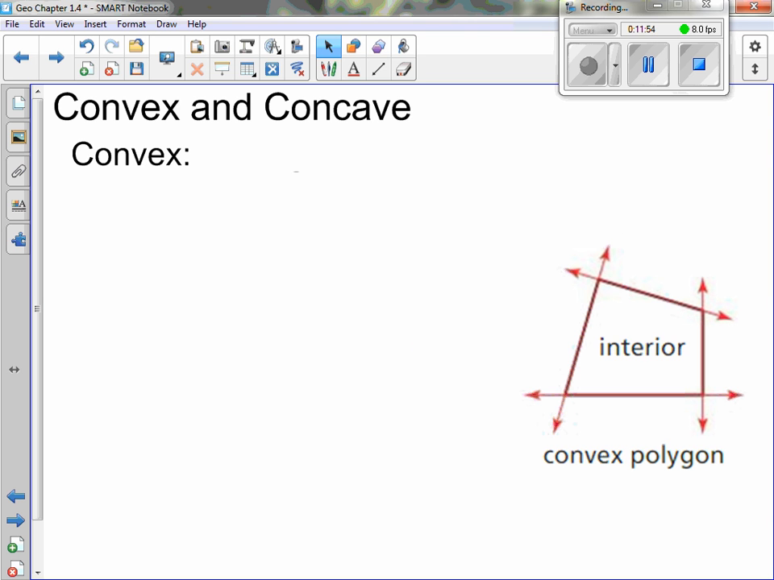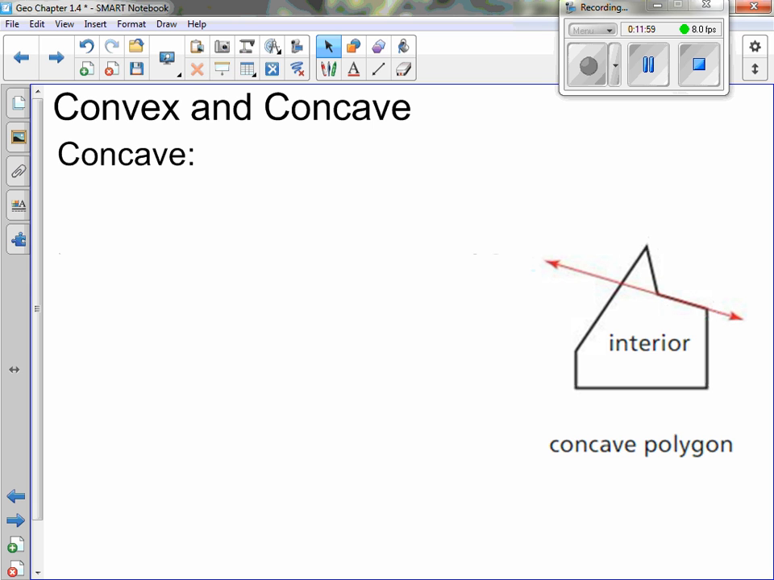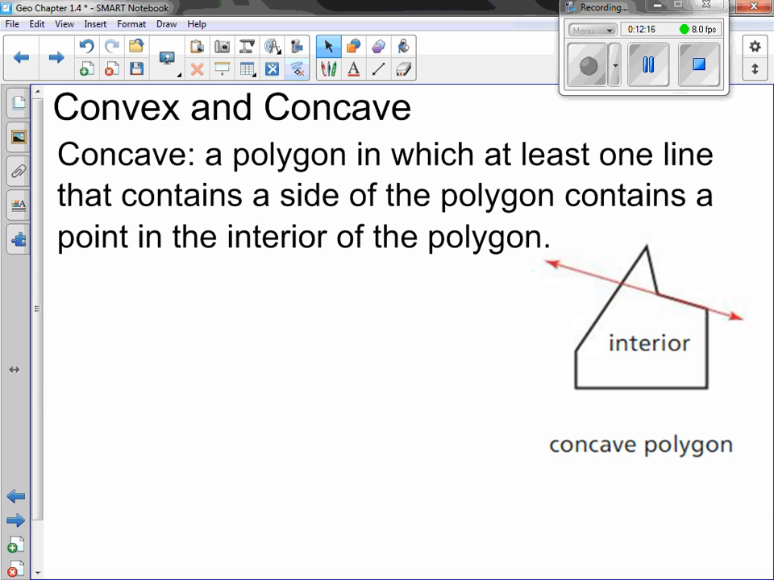So this is our next slide, yes? We're going to move on to this one. So just turn the page. The reason I do that is because I really need to reorder these slides, but if we understand concave, we will understand convex. Concave is going to make convex make more sense. You can write all this down, but let's look at it. A polygon in which at least one line that contains a side of the polygon contains a point in the interior of the polygon. How many of you are confused with that?